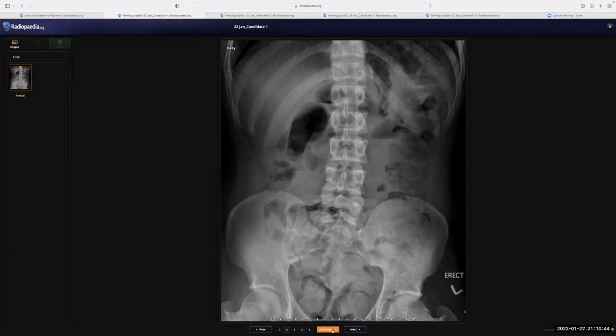And fecal loading is seen in the bowel, large bowel predominantly. And no abdominal calcifications are identified. I don't see any obvious abdominal mass. In the pelvis, I can see there are some lucencies projecting in the pelvis.